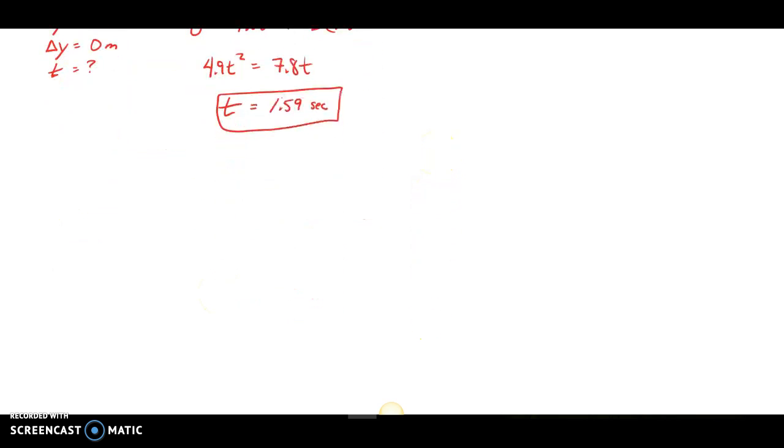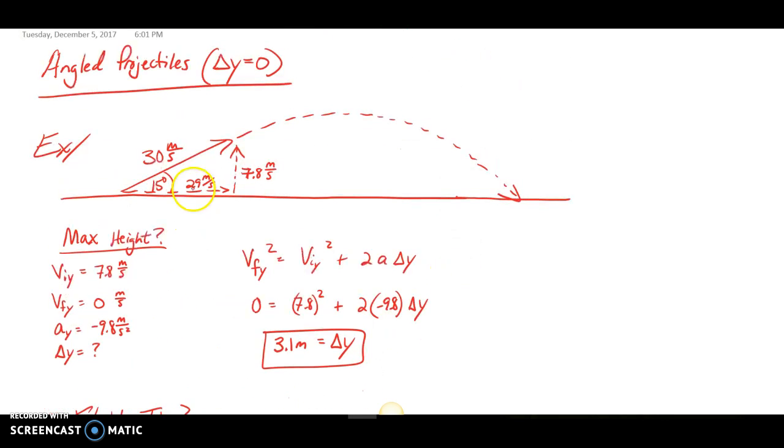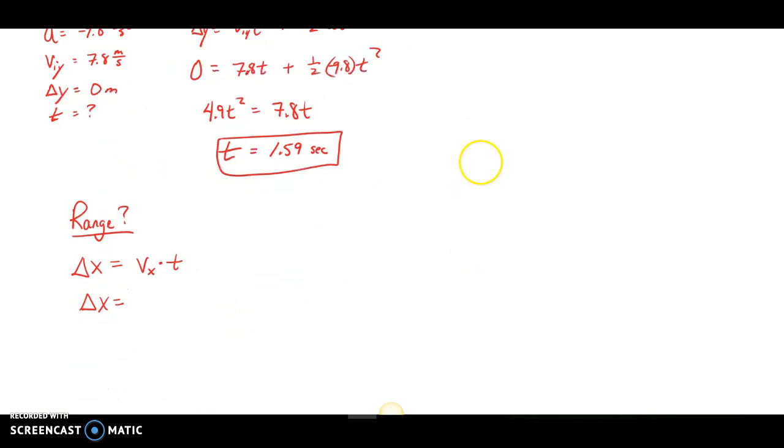Next question for the same scenario, I want to know what is the range of this projectile. Remember, range is just a fancy term for displacement in the x direction, so I take the velocity in the x direction times time. So for this problem, our x velocity we solved for way back at the beginning is 29 meters per second. And we just found the time, 1.59 seconds. Multiply those, you get 46.11 meters.